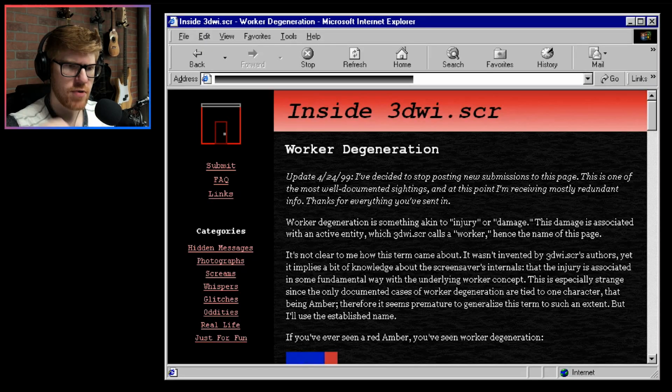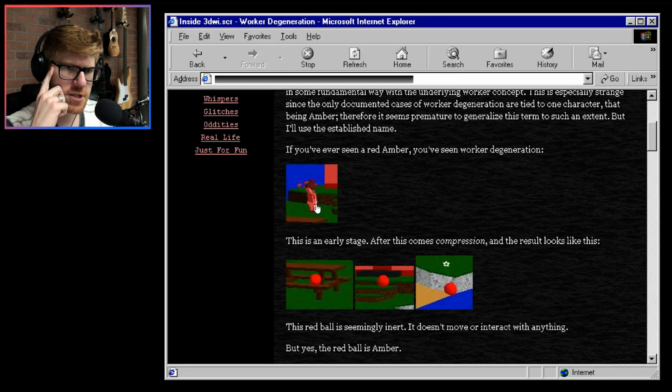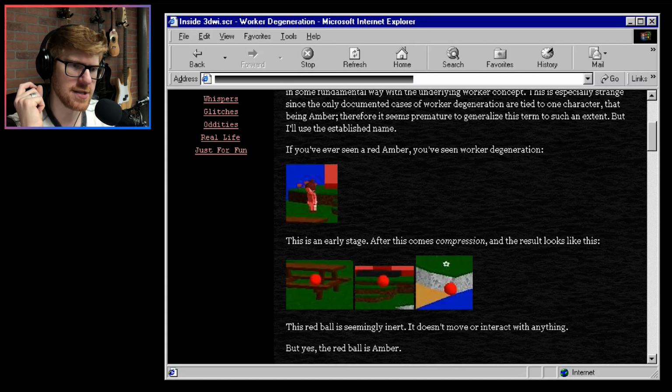If you've ever seen a red Amber, you've seen a worker degeneration. Oh, God, no. This is an early stage. After this comes compression, and the result looks like this. This red ball is seemingly inert. It doesn't move or interact with anything, but yes, the red ball is Amber.